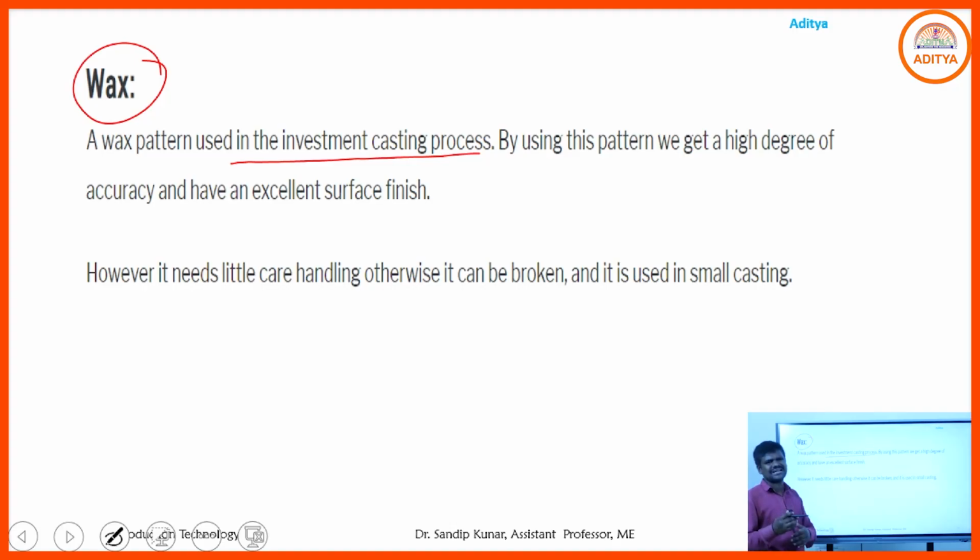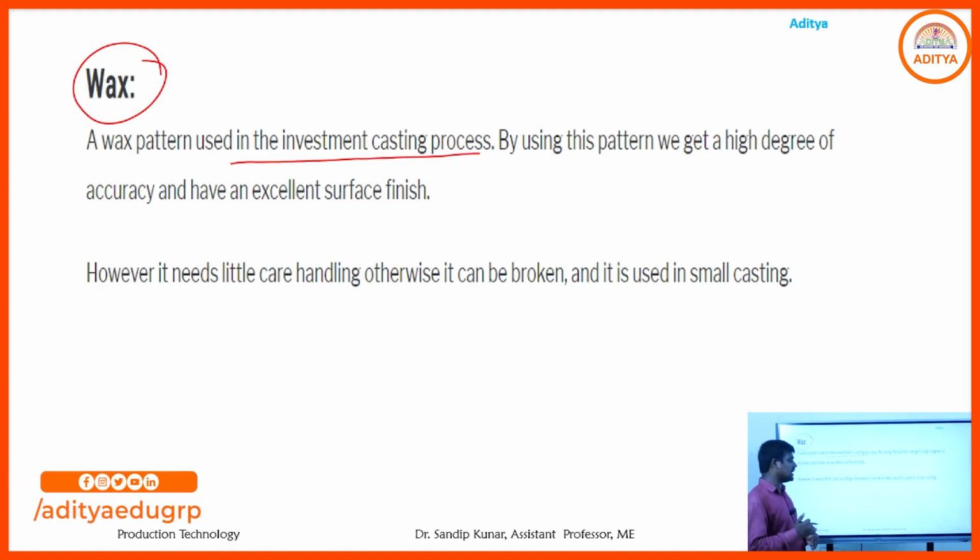Also, wax material has very low cost and is easily available in the market. It is an expendable pattern, meaning we use that wax material only one time. What are the disadvantages of that wax material? It is used only one time, and it is easily broken. That type of wax material is used for small castings; it is not used for large castings.